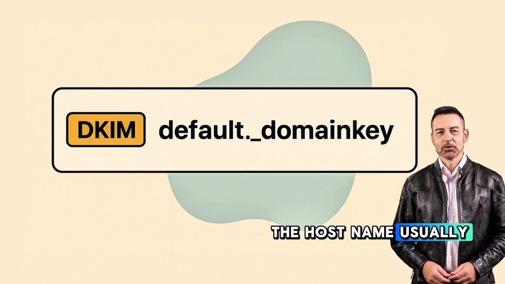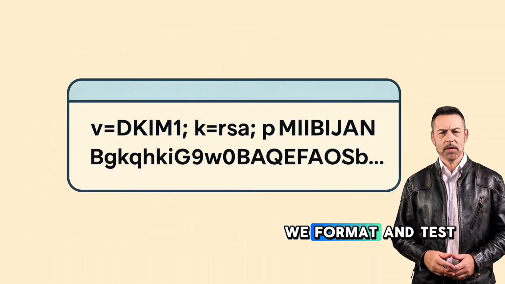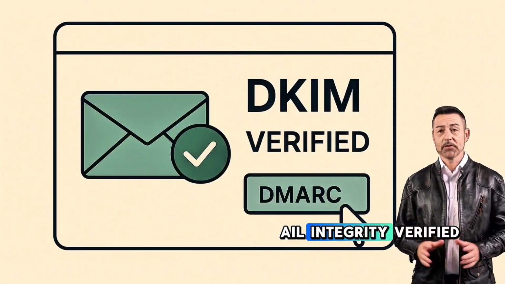The host name usually looks like this. Long keys break if not formatted right. We format and test it before saving. DKIM working equals email integrity verified.